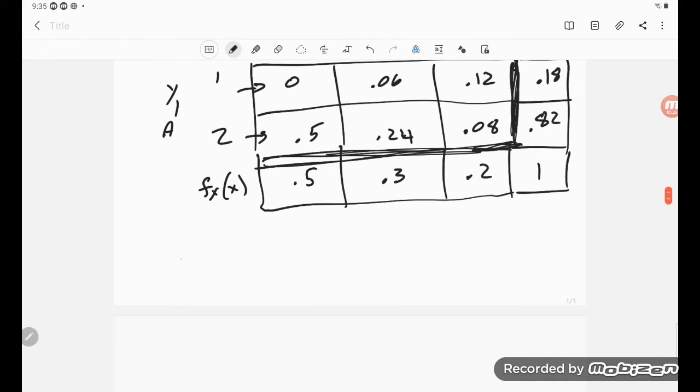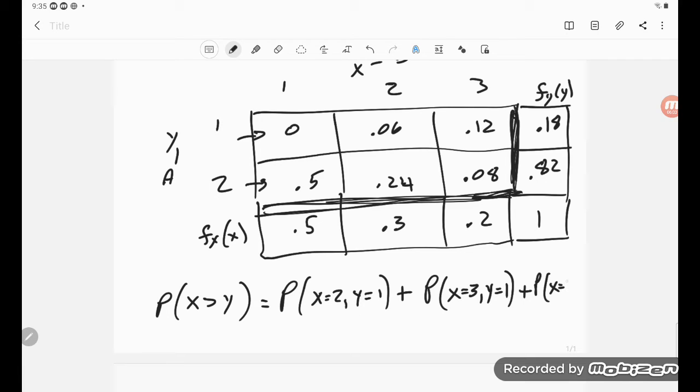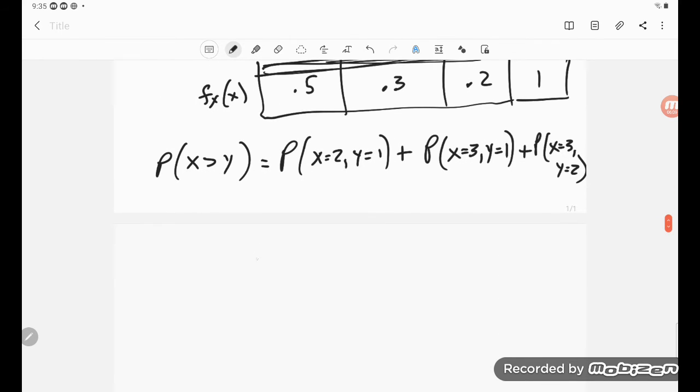And in their example, they ask, oh, what's the probability of x being greater than y? And so x could be greater than y when? Well, this could be when x equals 2 and y equals 1, plus when x equals 3 and y equals 1, and plus when x equals 3 and y equals 2. So we could have those cases.